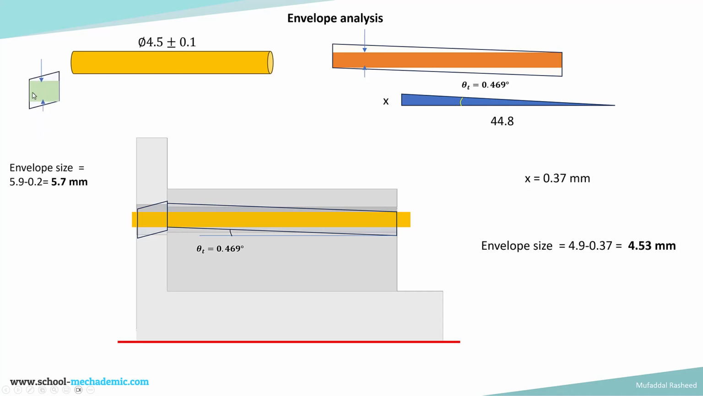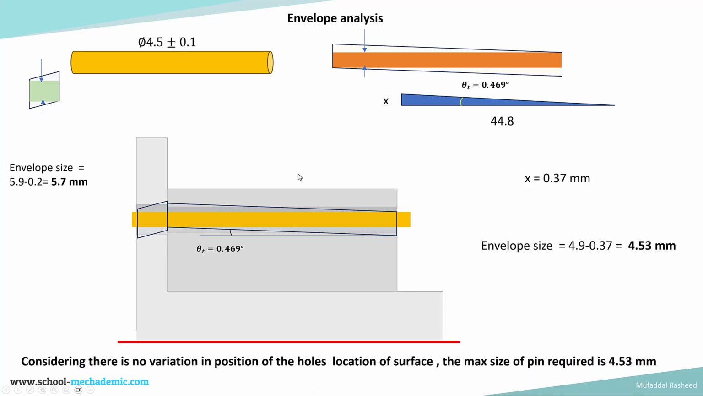We can calculate the envelope for the small hole as well, that is the shorter hole, the one with the larger diameter. The envelope size is nothing but 5.9 minus 0.2. This distance is 0.2, 5.9 minus 0.2 is 5.7. So this envelope is bigger, this envelope is smaller. The worst case is the smaller envelope, which impedes the assembly of the pin. Important disclaimer over here again is considering that there is no variation in the position of the holes and the location of the surface. The max size of pin required is 4.53 mm.